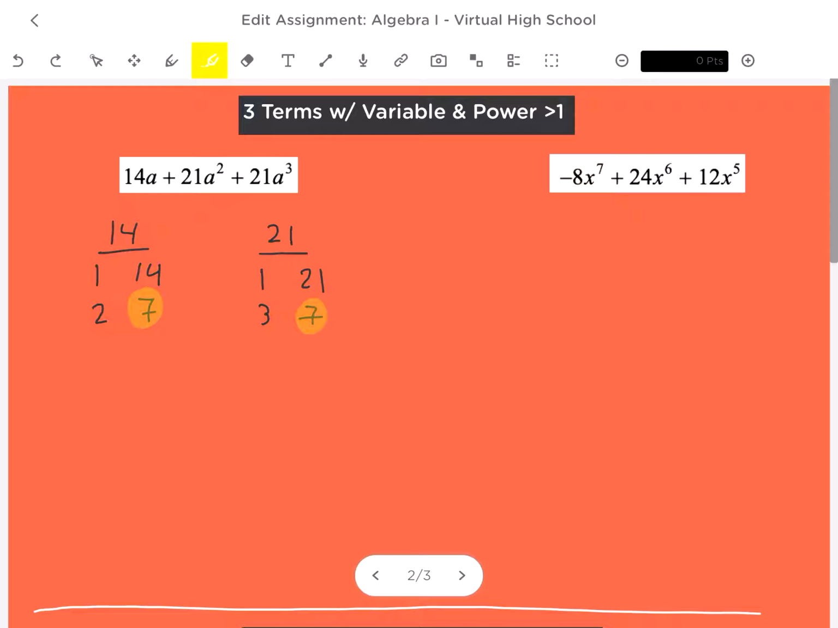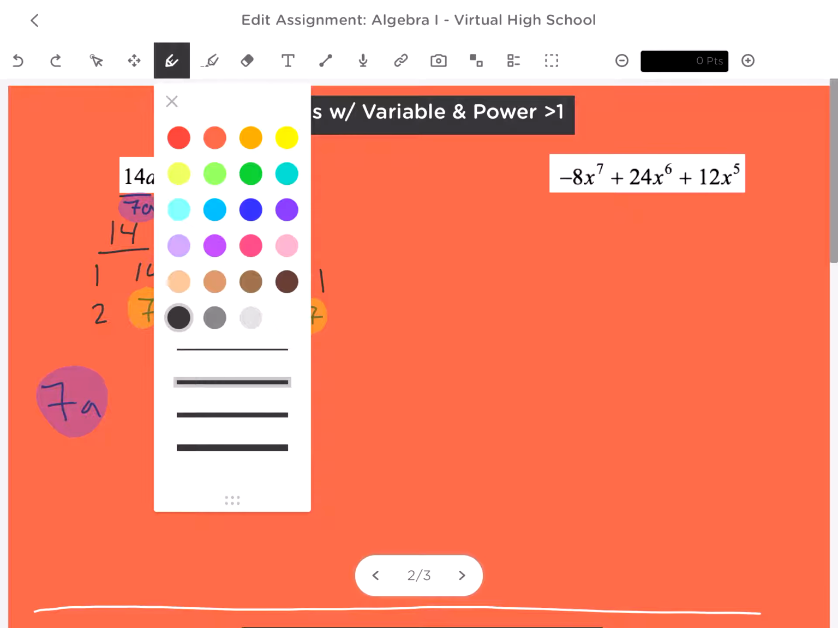Okay? So that means I'm going to divide all 3 of the terms by 7. But I'm also going to divide by whatever variable has the lowest exponent, which is a, because that's really a to the first power, right? So I'm going to divide by a here, a here, a here. So 7a is going to come out. So just so we're all clear, this term right here is the same as the one that's going to be right there, okay?